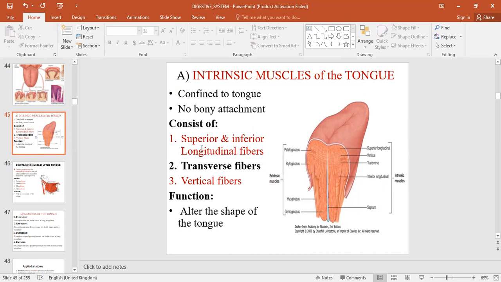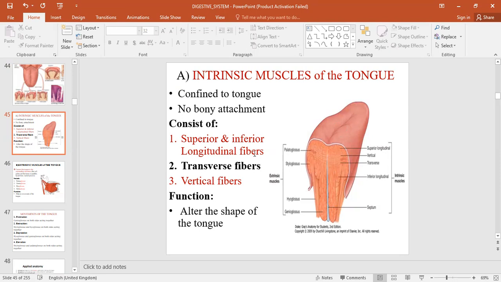So let's begin with the longitudinal one. Longitudinal muscles are going in the direction of the length of the tongue. They are going back and forth, from front to back, or back to front, if you like. So they are following the length of the tongue. There are those found in the superior aspect here. We call those superior longitudinal muscles of the tongue. Then there are those in the lower half of the tongue. We call them inferior longitudinal muscles of the tongue.